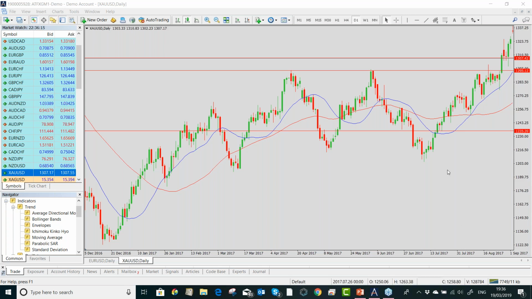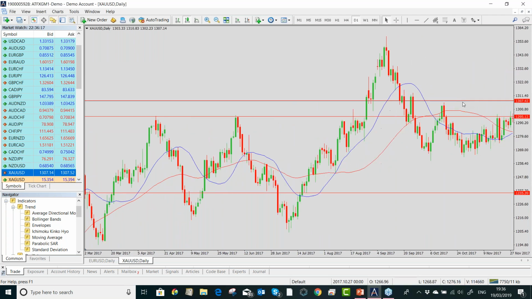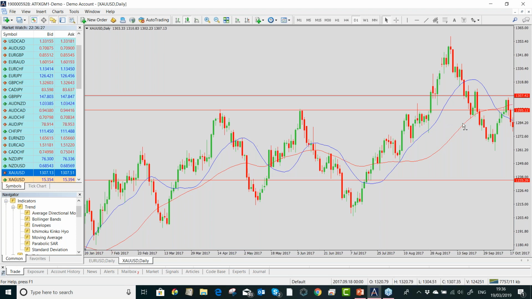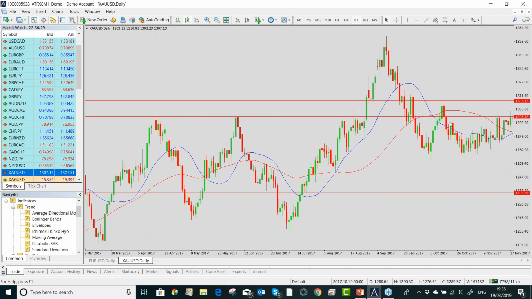So we need to know the price at which we're going to enter, the price at which we're going to place our stop loss, which means where we're going to come out of the trade if the trade goes against us. Once we know those two things, then we can measure our risk, and we can place the size of trade based on that distance between our entry and stop loss.